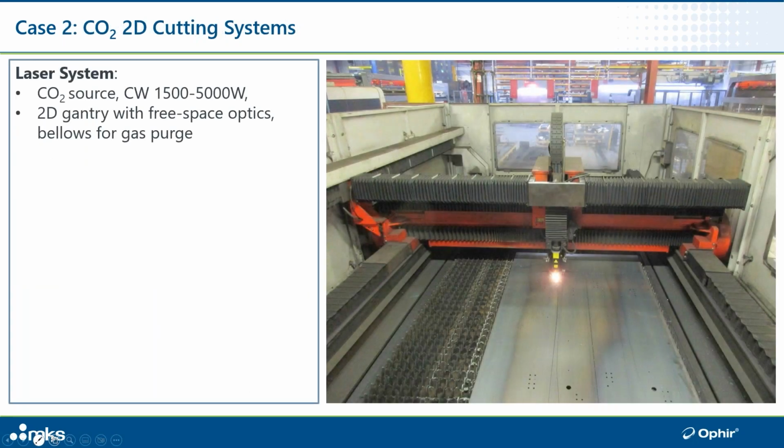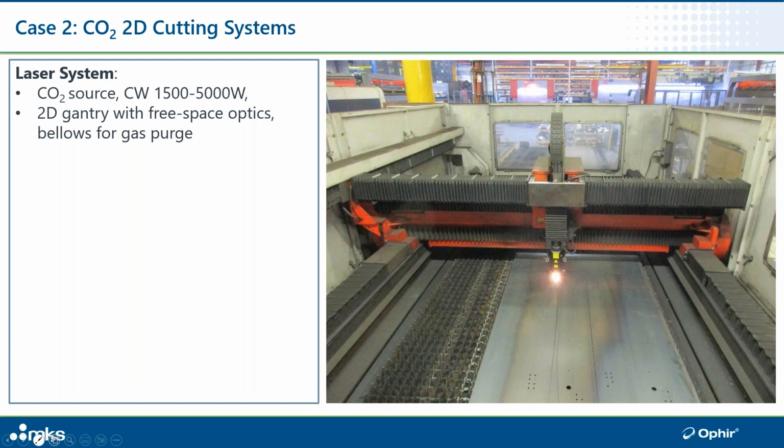All right, so case number 2, let's look at CO2 2D cutting systems. There are a ton of these lasers out in the marketplace, out in manufacturing. These are workhorses. They are very easy to work on. They take a licking and keep on ticking. There are a lot of laser operators and laser maintenance personnel who know how to run and maintain these lasers. So as a result, they just keep maintaining these lasers, and they keep going.